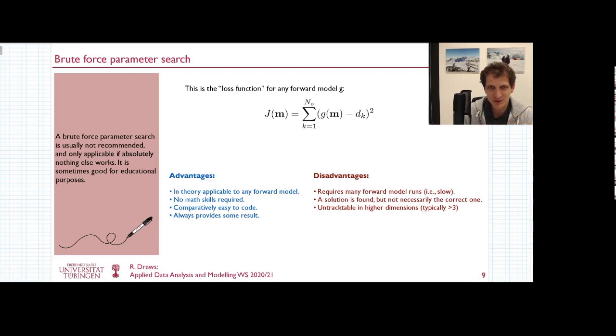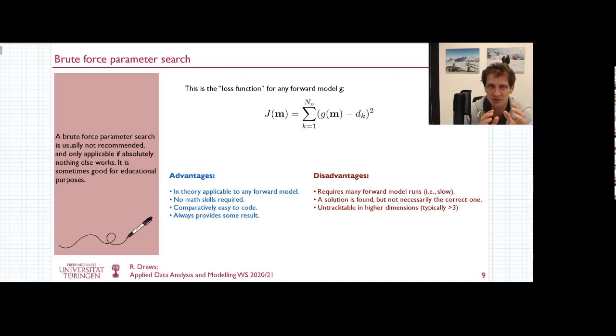Advantages of the brute force parameter search: it's conceptually easy, and there is nothing you need to know about the forward model. All you need to do is evaluate the forward model. You also need no math skills whatsoever, just some computational skills with a lot of for loops, investigating the parameter space. This is comparatively easy to code if you have some experience, and it also always provides a result.